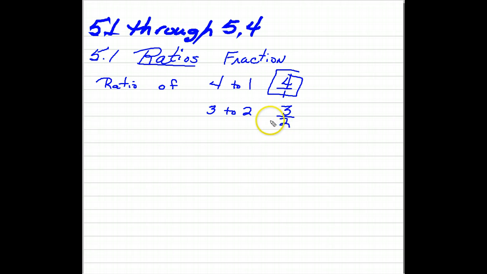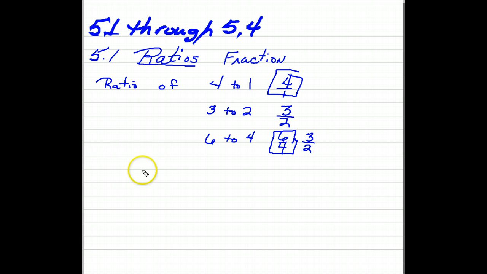If it says to simplify, you would reduce, if you could. If it said 6 to 4, that would be 6 over 4. Simplified would be 3 to 2. Okay, but if it does not say to simplify, you leave it as this fraction. So make sure you see if the problem says to simplify or not to simplify.